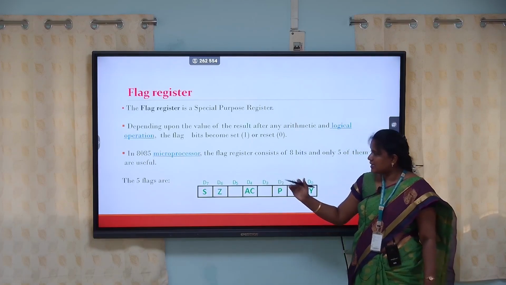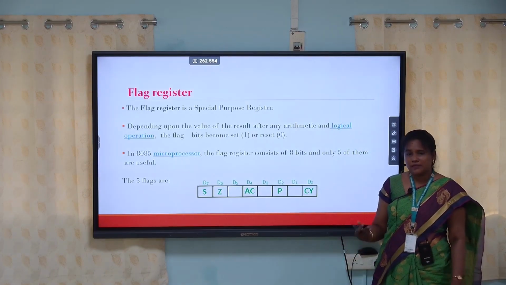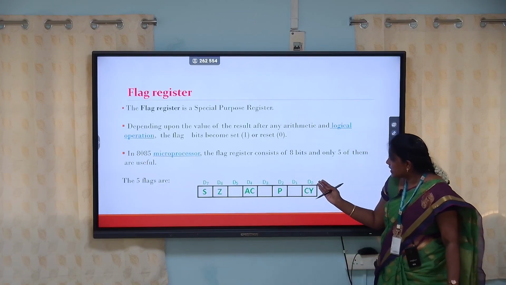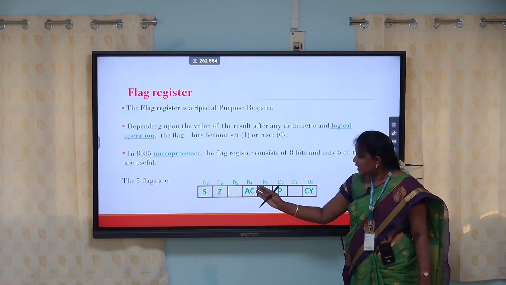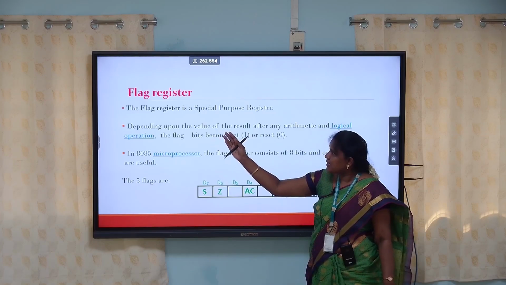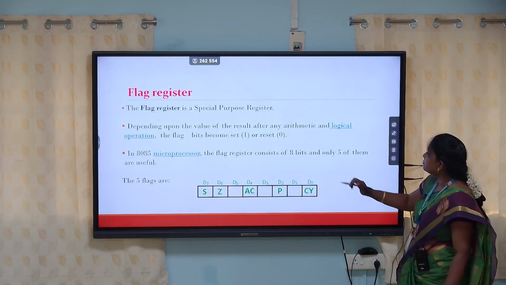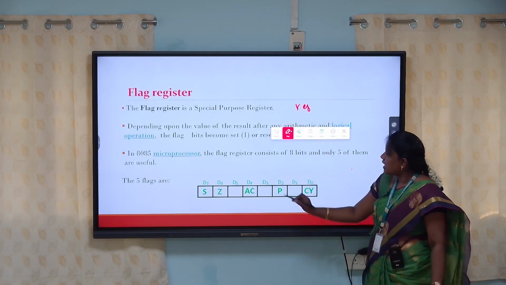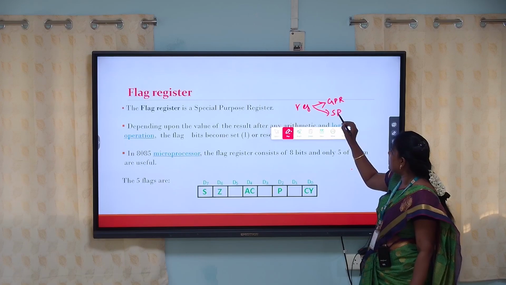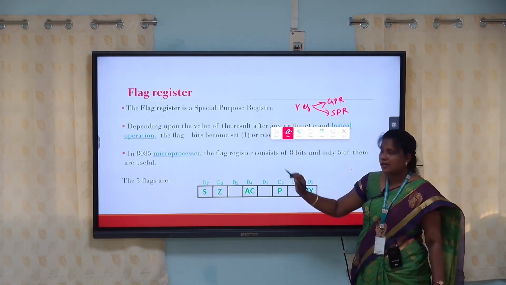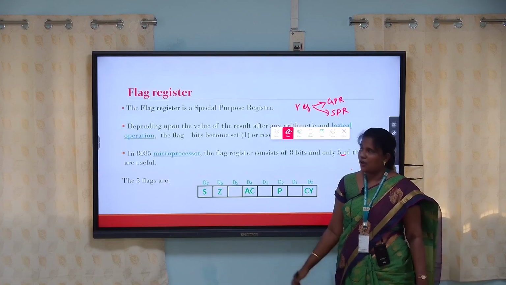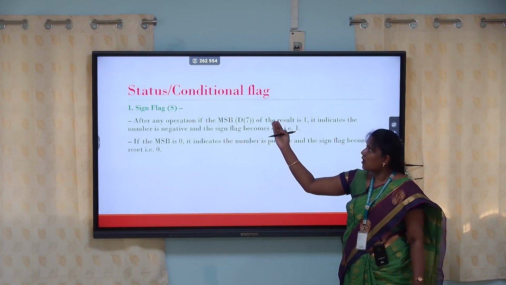Flag register. So the flag register holds these 5 flags. In 8085, the flag register holds 8 bits and 5 bits are flags. Here D0 is the carry flag, D2 is the parity flag, D4 is the auxiliary flag, D6 holds the zero flag, and D7 holds the sign flag. The flag register is a special purpose register. As we all know, registers in 8085 architecture can be categorized as general purpose registers and special purpose registers. So the flag register comes under special purpose register, and this flag register consists of 8 bits and 5 of them are these flags. These flags can be called status or conditional flags.